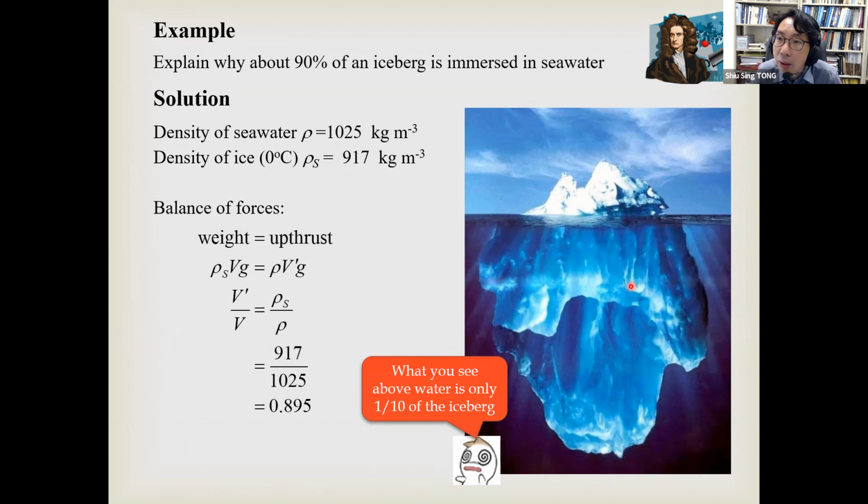Now let's understand using Archimedes' principle why most of the iceberg cannot be seen above the water surface. Now the density of seawater is 1025 kilograms per meter cubed, and the density of ice is 917 kilograms per meter cubed. Now you notice that the density of ice is slightly smaller than the density of pure water, which is 1000 kilograms per meter cubed. So that's why ice can float on water. Okay, the density of ice is actually less than that of water.